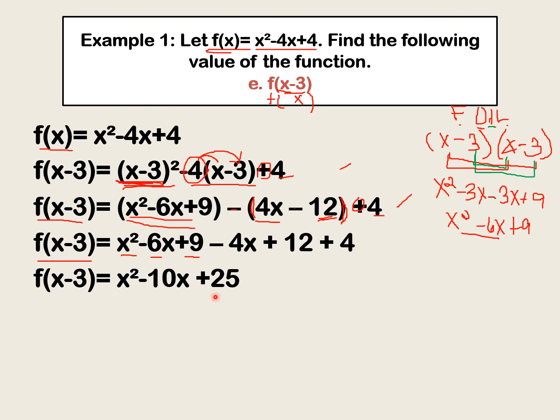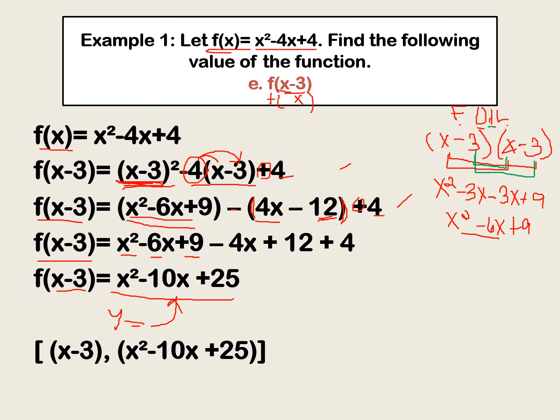Meron pa ba tayong isi-simplify dito sa right side ng function? Wala na. Okay? Therefore, if x is equal to x minus 3, our y would be equal to eto, x squared minus 10x plus 25. So, what would be the ordered pair? It would be x minus 3 and x squared minus 10x plus 25. Linagyan ko lang siya ng pair of parentheses para hindi kayo nalilito. Okay?